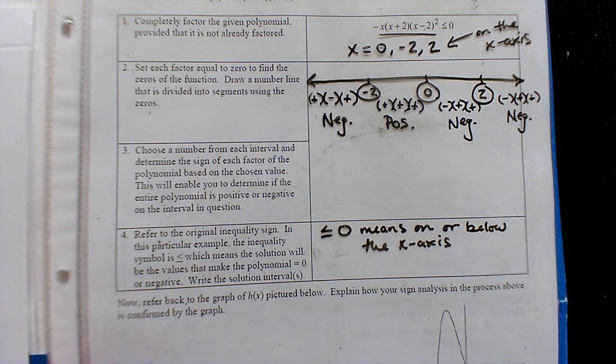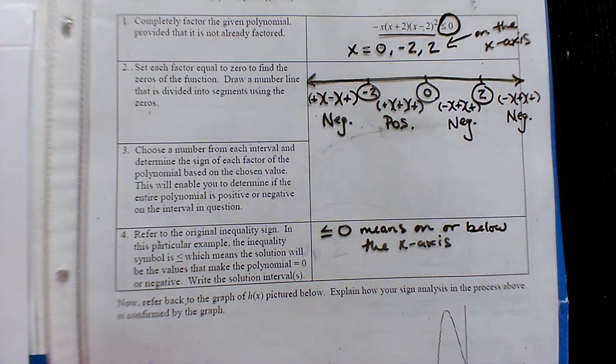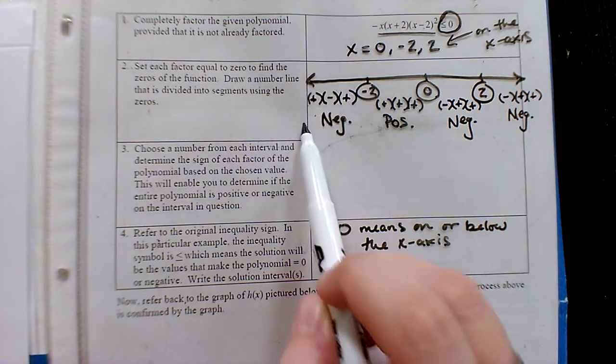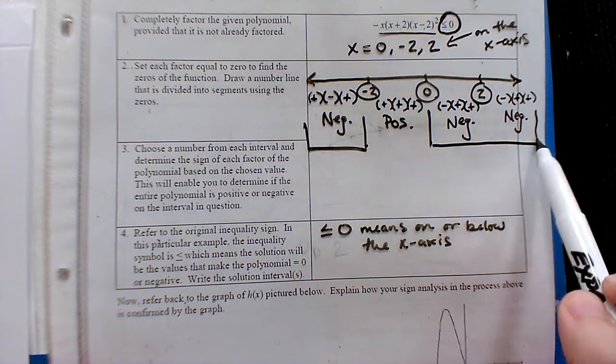All right, so we initially decided, off of the inequality that was given to us, that the symbol less than or equal to 0 means we need to be on or below the x-axis. So based off of our sign chart or number line, can we determine those intervals? Where are we on or below? Can we label them? Okay, so we're looking for negative values, meaning below the x-axis. So it looks like we have this interval, and then we have these two intervals on the end.